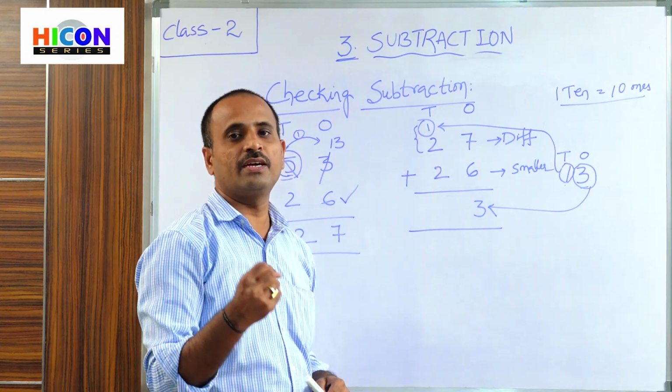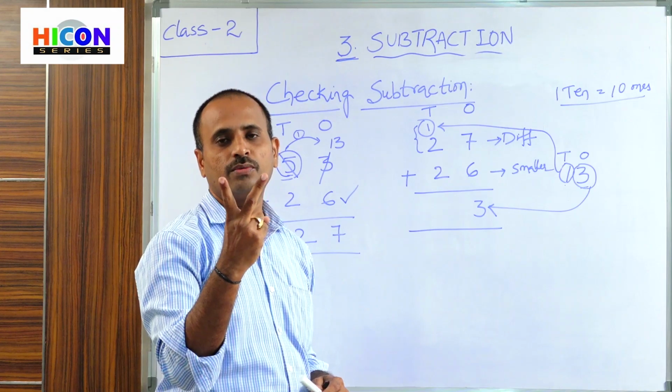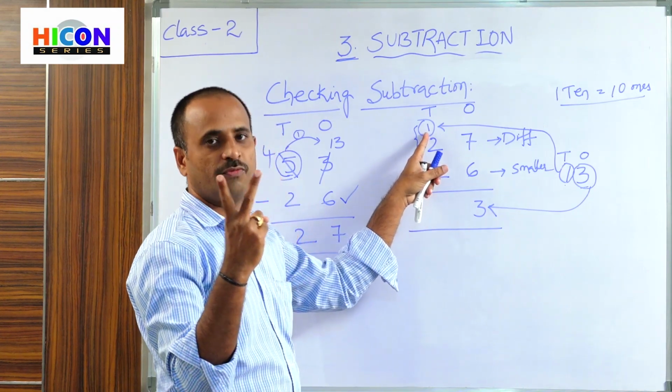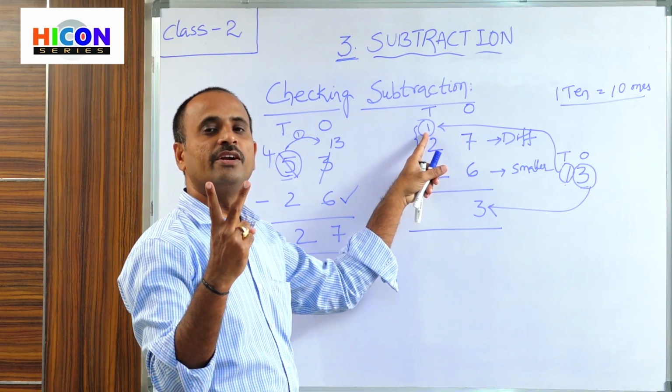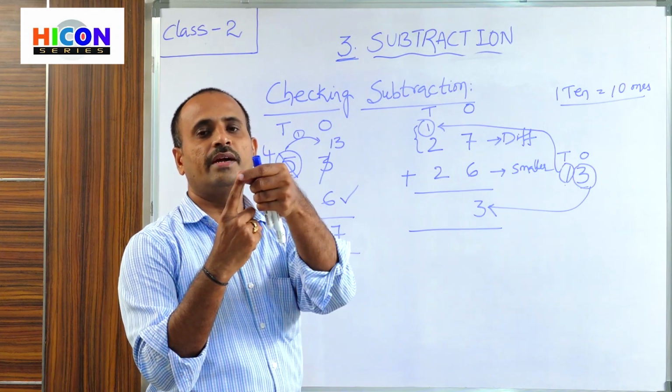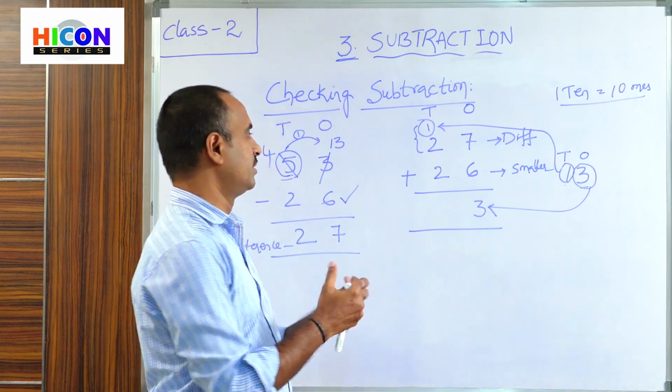So open 2 fingers of your hand, 1, 2. And start counting from the first number. What is the first number? 1. After 1, we will get 2. So start counting from 2. That is 2 and 3. So the sum is 3.